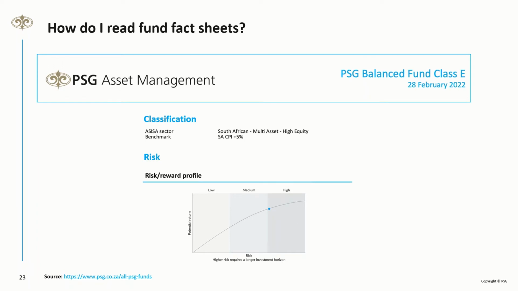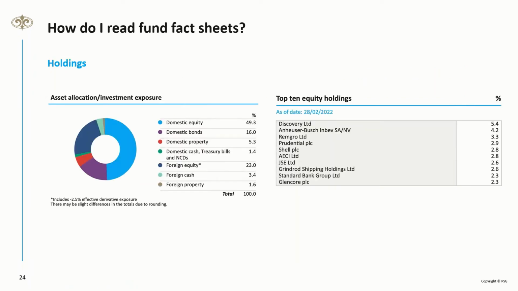I'm not going to spend a lot of time on this slide since we have looked at risk and fund classification in previous slides, but on this slide you can see that those features are clearly mentioned on any given fund fact sheet. Staying with the example of the PSG balanced fund, which I've illustrated in the previous slides, the asset allocation of the fund here shows that domestic and foreign equity combined accounts for the lion's share of the weights in the portfolio. And that is now if you take the 49.3% and you add the 23% over there.